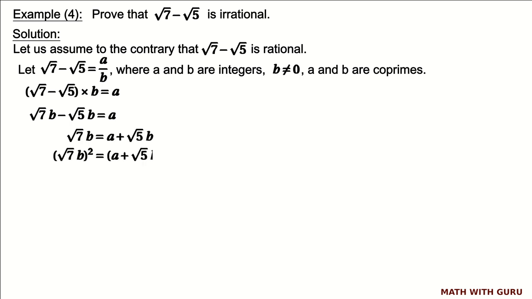Squaring both the sides, we get this. Use this identity to expand the right hand side.